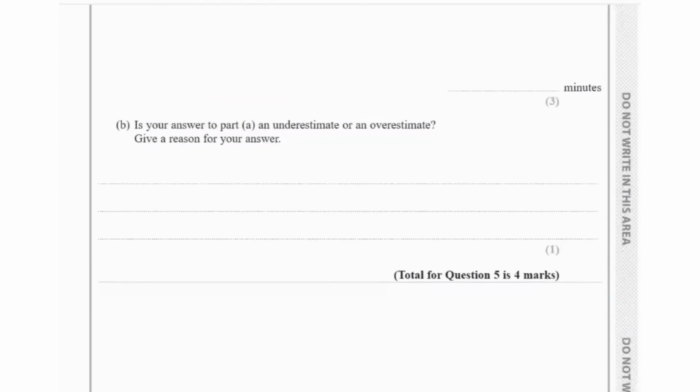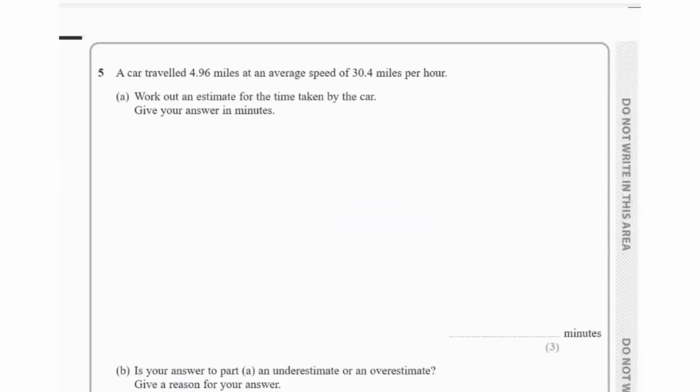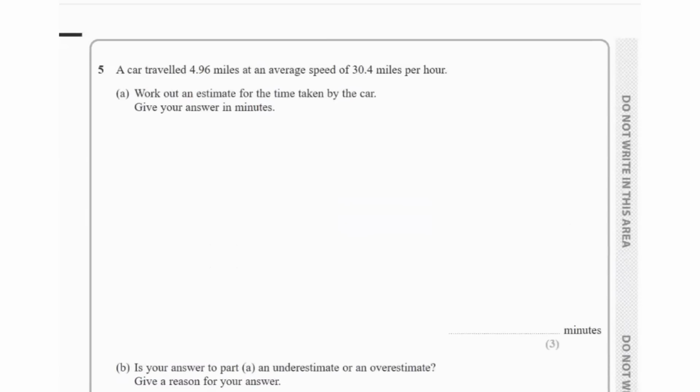Then it says, is your answer to part a an underestimate or an overestimate? Give a reason for your answer. So we overestimated the 4.96 to 5 miles. And we underestimated 30.4 miles per hour to 30. So since we rounded up the distance and rounded down the average speed, it's an overestimate.